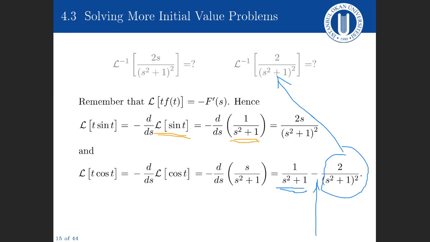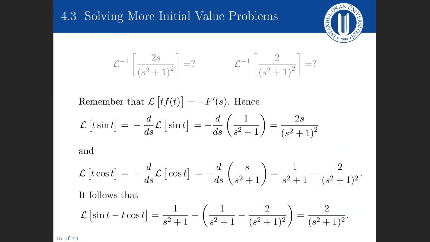So we're going to be needing to remove this. So what I'm actually going to be looking at is the Laplace transform of sine t minus t cos t. Because then these 1 over s squared plus 1 terms are going to cancel out, the minus signs are going to cancel out, and then we're going to be left with our 2 over s squared plus 1 squared, which we want. So the two functions that we want are t sine t and sine t minus t cos t.